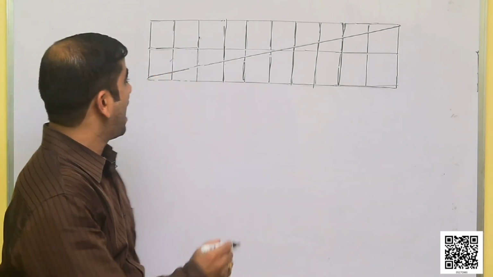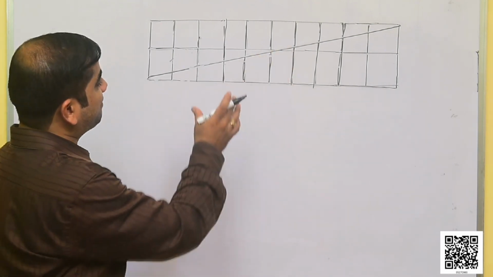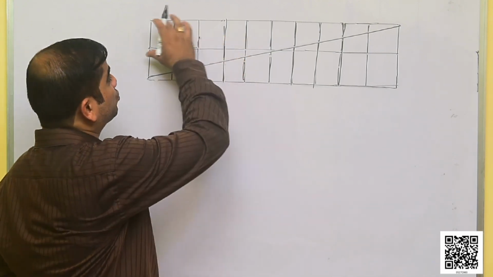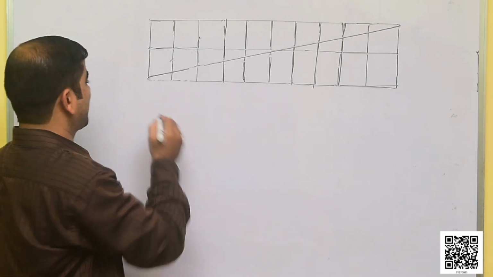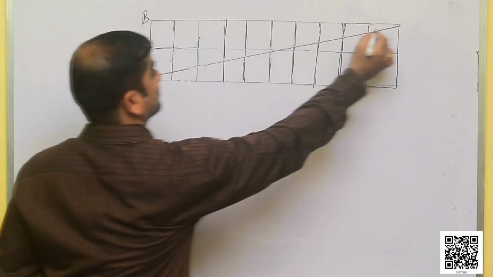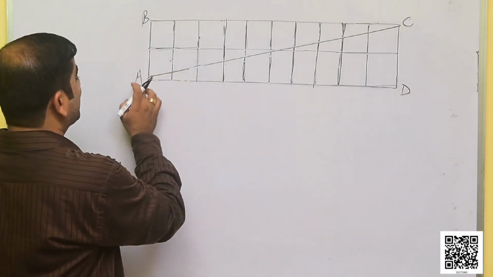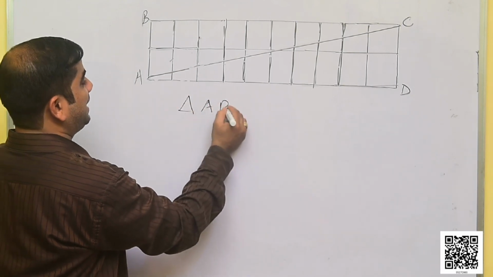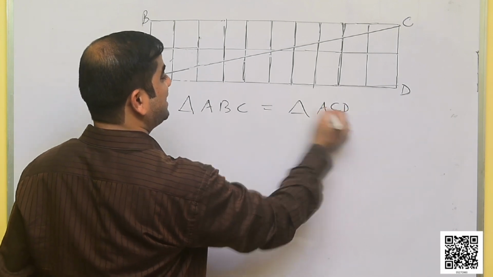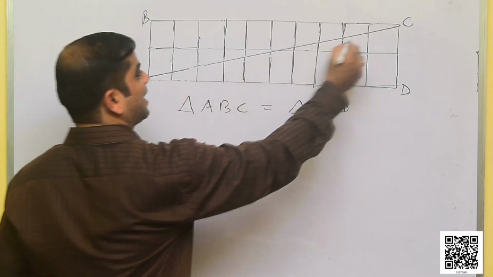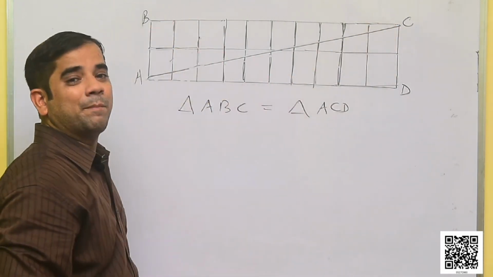Students, see, I have joined 2 opposite corners of the rectangle. Thereby, I have divided this rectangle into two equal triangles. Let me name it, okay? So you can better understand. Suppose ABCD is the rectangle. Now triangle ABC is equal to triangle ACD, because this is the line that is dividing the rectangle into two equal parts.